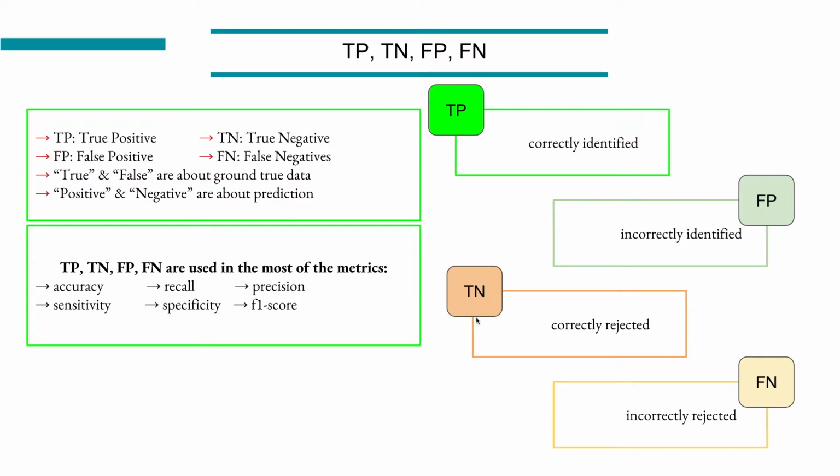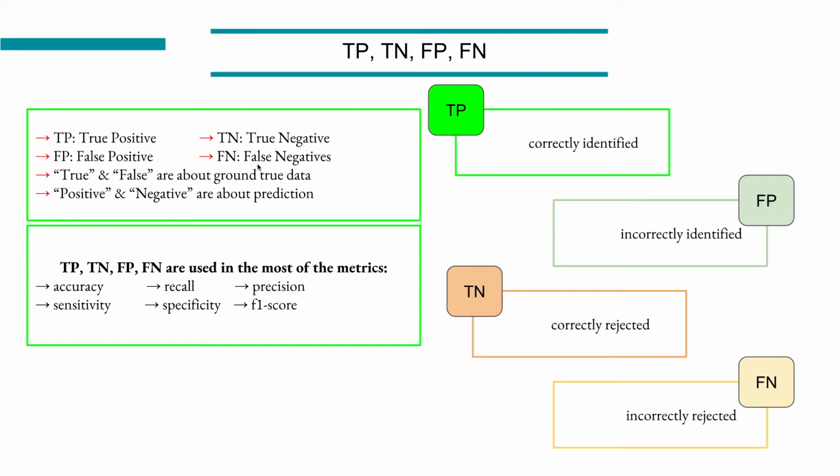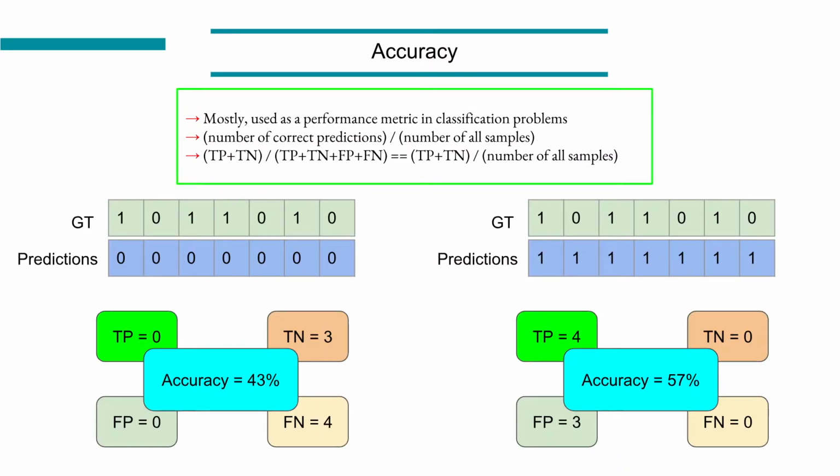So TP and TN are good, and false positives and false negatives mean you mispredicted the classes. Here, the true and false terms are about ground truth data, and the positive and negative terms are about the prediction. Most performance metrics are basically built from these four values. So let's take a look at accuracy.